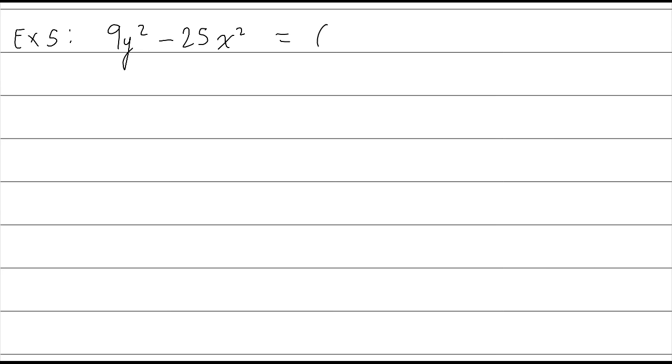All right, moving on. Example 5. 9y squared minus 25x squared. Let's think about this. 9y squared is the same thing as 3y raised to the second power. I have a minus sign, so it's a difference. And then 25x squared can be thought of as 5x raised to the second power. So this thing will factor to be 3y plus 5x, 3y minus 5x.